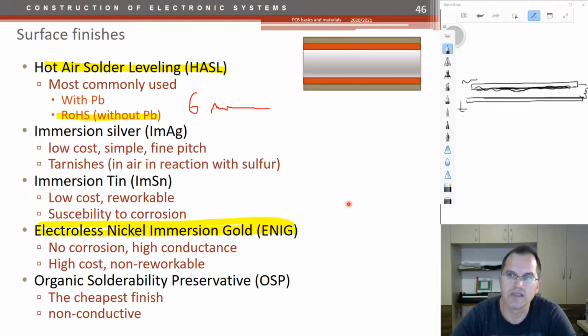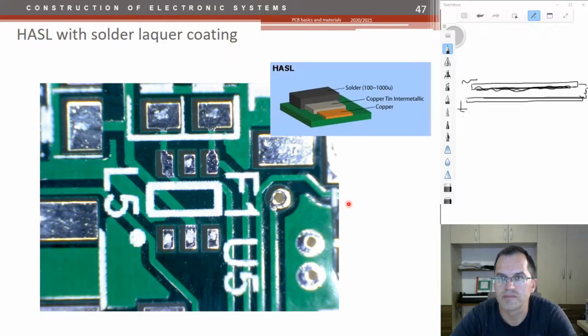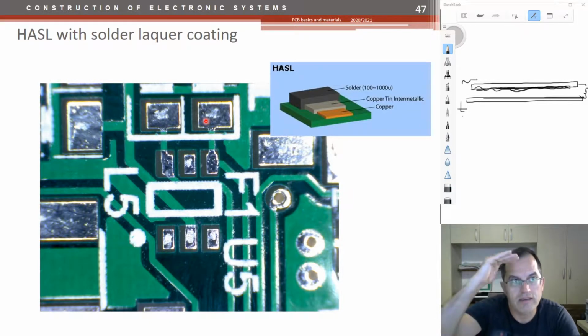So how do these coatings look? HASL looks like that. Why is it called hot air solder leveling? Because more or less you apply the solder on top and blow hot air over it to remove the excess of the soft solder. The thing is that maybe it's not that flat, as you see from this picture. It's quite bumpy. It might be a problem in some cases. If you want a really flat layer, you should go for gold.